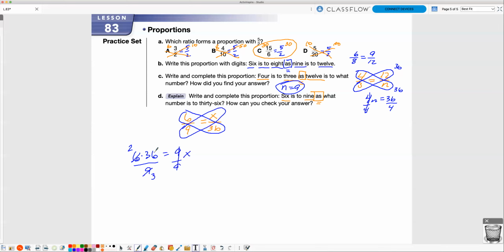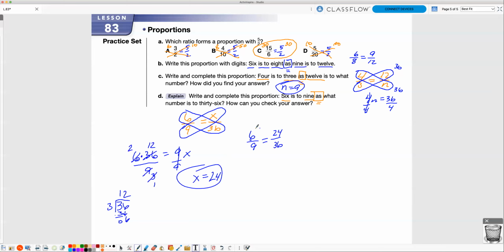And then I noticed that 36 and 3 are a lot more compatible. So I can take 36 divided by 3 a lot easier. 36 divided by 3 would go in there like this, and I'd end up with 12, pretty easy. So this would be 12 up here, this would be 1 down here. Now all I'm left with is this 2 times 12 equals x. So that means x equals 24 in this case. So my proportion would be 6 is to 9 as 24 is to 36.